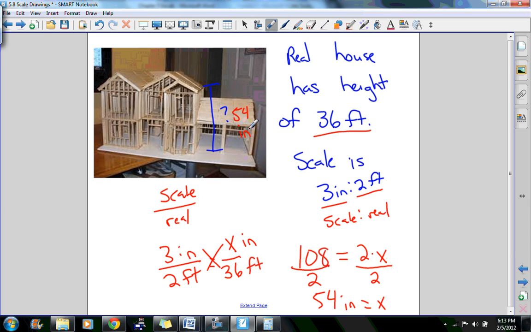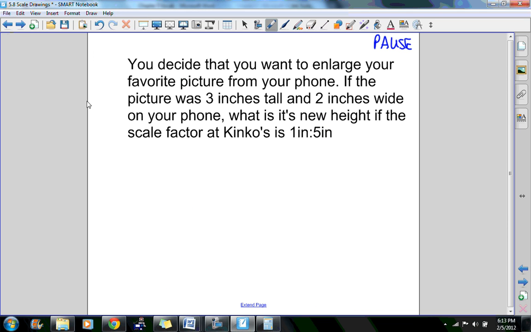All right? Last one here, I want you to try this on your own. You decide that you want to enlarge your favorite picture from your phone. If the picture was 3 inches tall and 2 inches wide on your phone, what is its new height if the scale factor at Kinko's is 1 inch to 5 feet, or 1 inch to 5 inches?